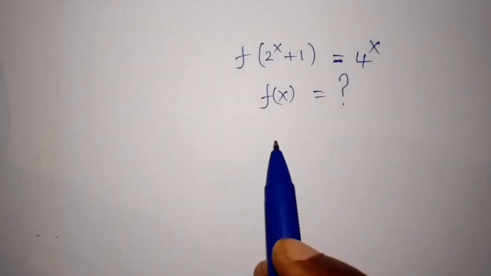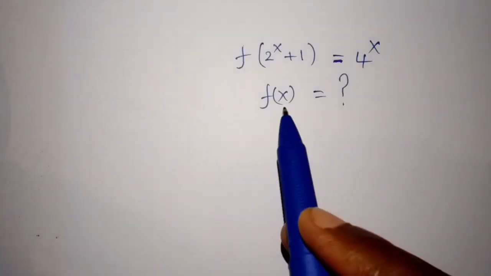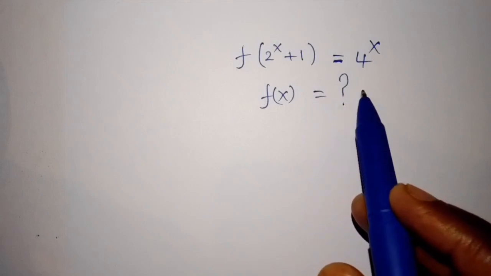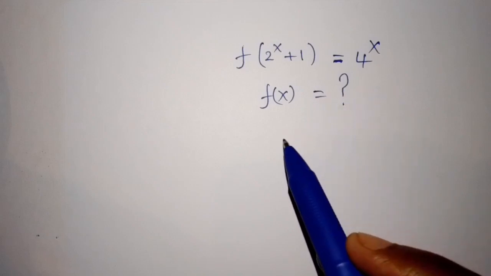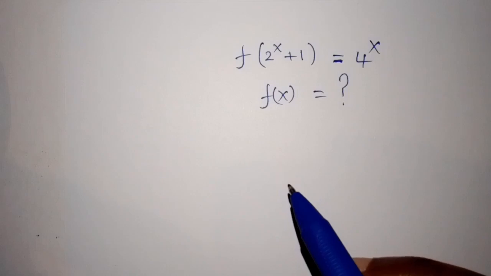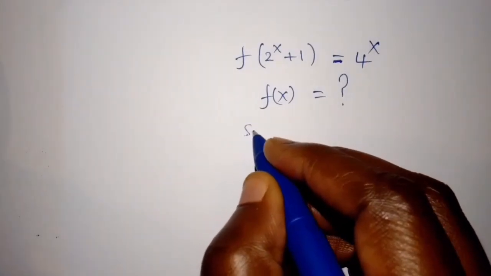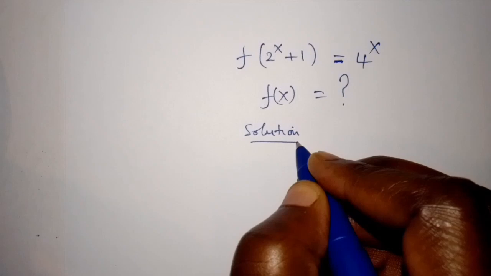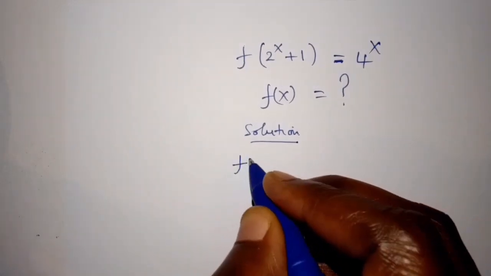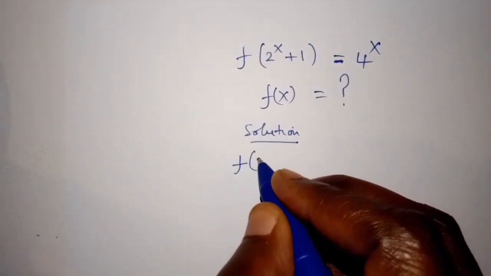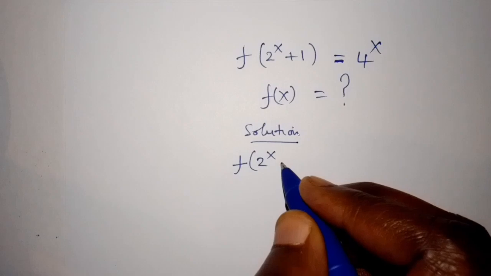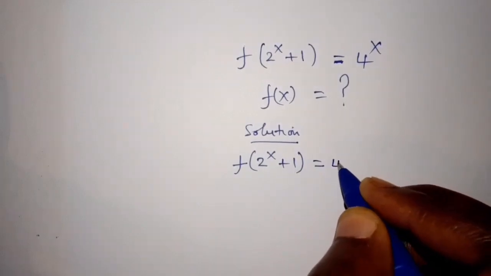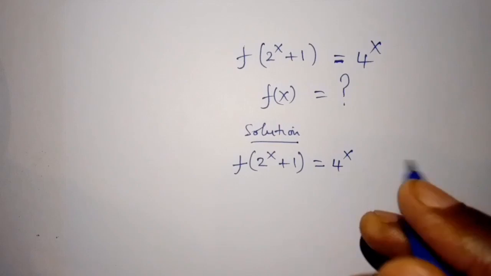Function f of (2^x + 1) equals 4^x. Find f of x. We are given f of (2^x + 1) equals 4^x.